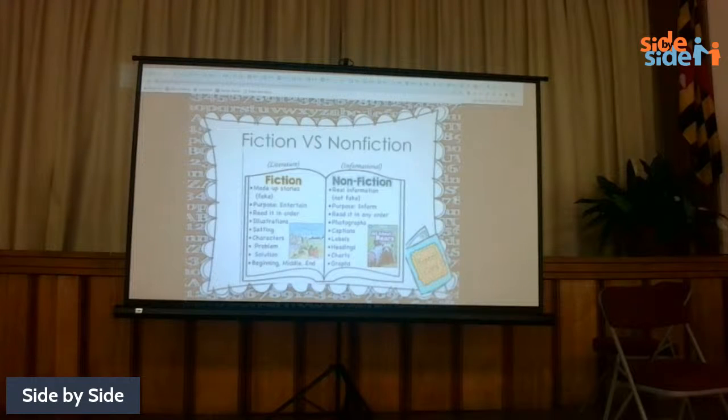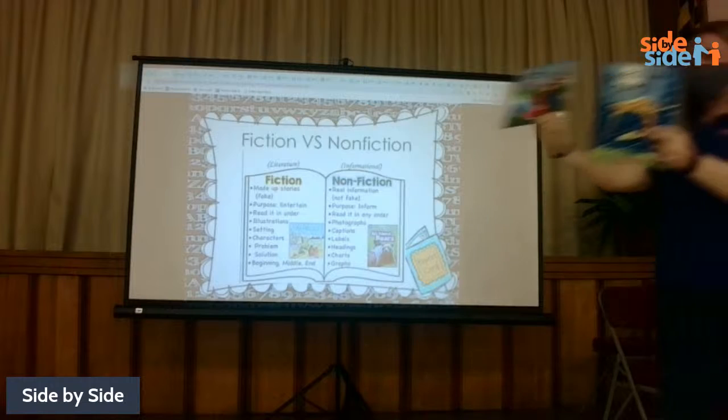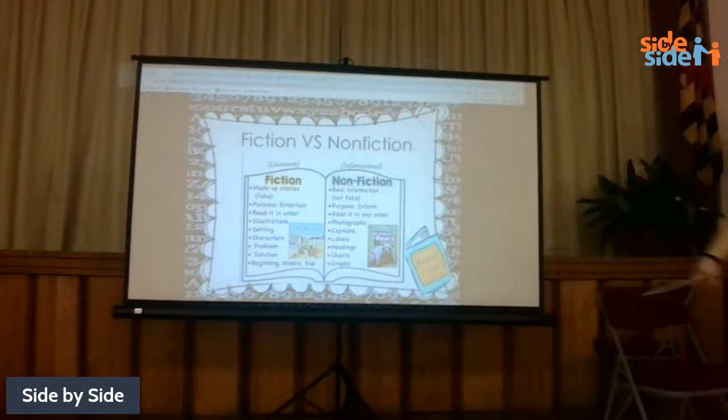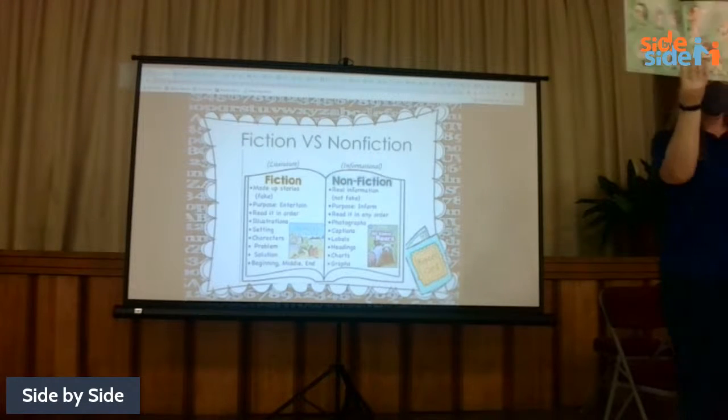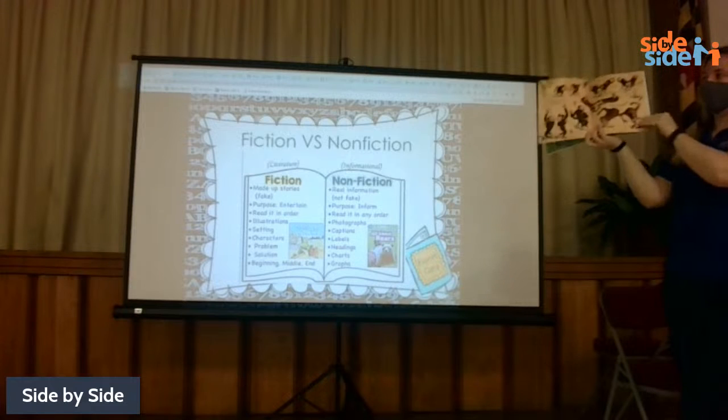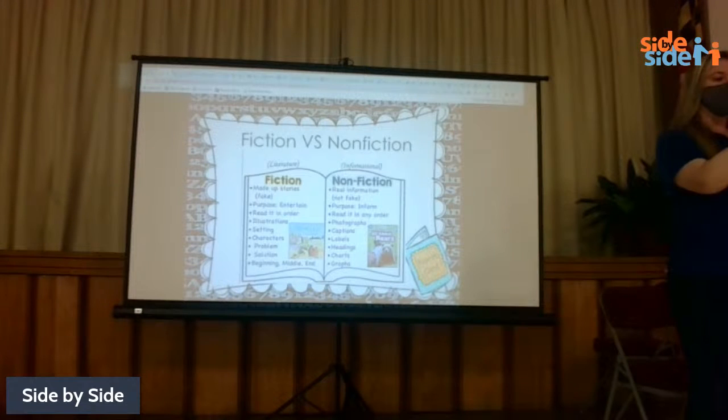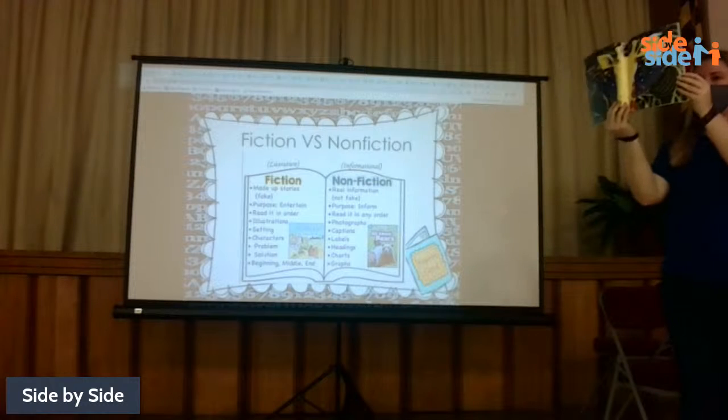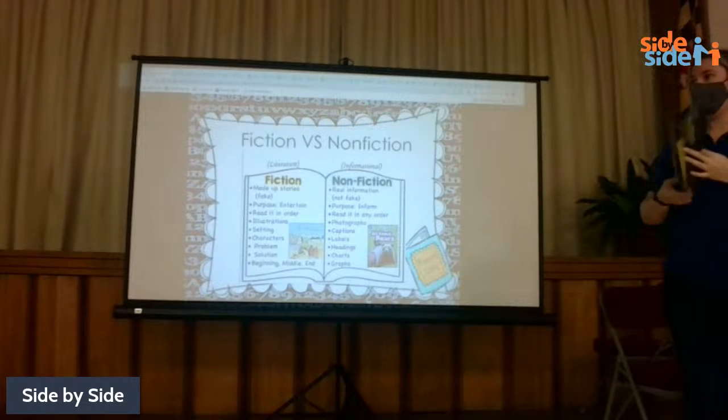So the definition between fiction and nonfiction: fiction stories are completely made up. They're fake. Their purpose is to entertain. Ms. Garshell has 2 examples of some fiction stories. You're going to read it in order. They have illustrations, they have settings, characters, there's usually a problem which results in a solution, and there is a beginning, middle, and an end. You know, whether it be one story or a series of books, there's always a beginning and end, and in the middle something is solved.